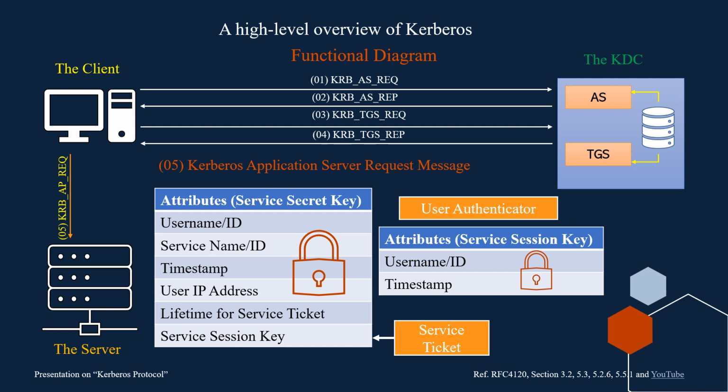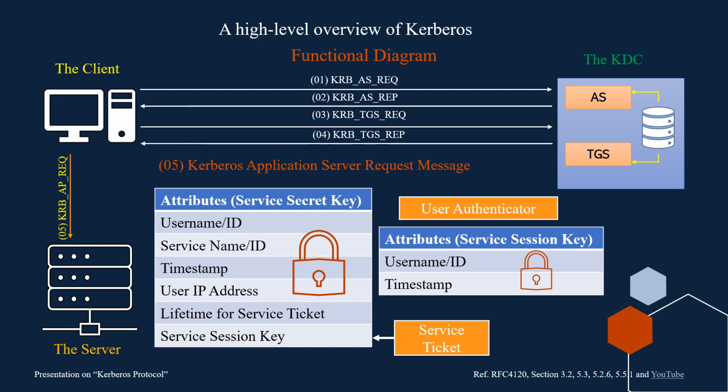Upon receiving these messages, the server will decrypt the service ticket with its service secret key. This service secret key is shared between the server and the KDC. So the server knows this service secret key and decrypts the service ticket, and it will find out the service session key. Since the user authenticator is encrypted with the service session key, it will be able to decrypt the user authenticator right now.